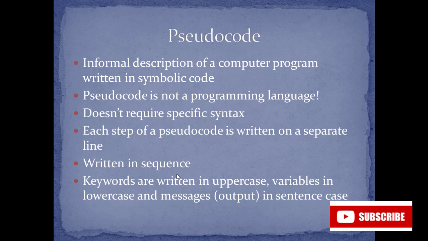After a pseudocode is written, it can then be translated, or expressed, in a particular programming language, and this is what the computer can run. A computer cannot run the pseudocode, but when the pseudocode is expressed in a particular programming language, the computer can now run it. When writing pseudocode, keywords are written in uppercase, variables are written in lowercase, and messages, also known as outputs, are written in sentence case.